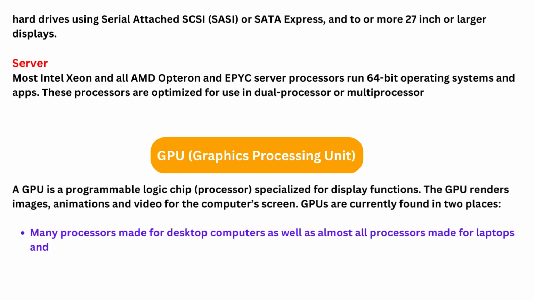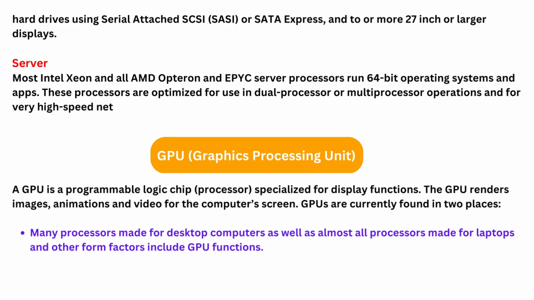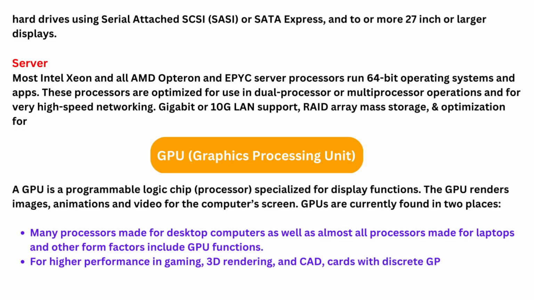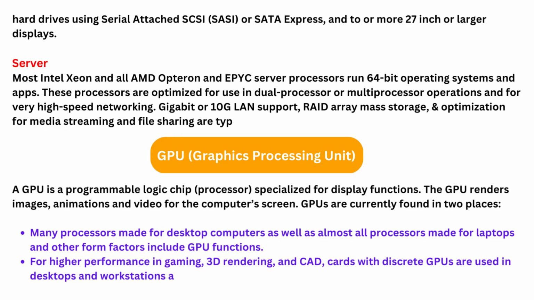GPU, Graphics Processing Unit. A GPU is a programmable logic chip, a processor, specialized for display functions. The GPU renders images, animations and video for the computer's screen. GPUs are currently found in 2 places. Many processors made for desktop computers as well as almost all processors made for laptops and other form factors include GPU functions. For higher performance in gaming, 3D rendering, and CAD, cards with discrete GPUs are used in desktops and workstations and some gaming laptops.